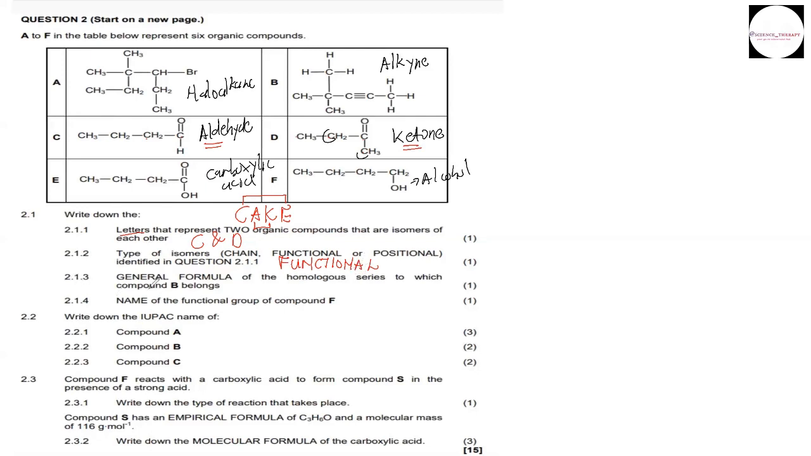Then 2.1.3, the general formula of the homologous series to which compound B belongs. We've already identified that compound B is an alkyne. So the general formula for alkynes is CnH2n-2. Right. Then 2.2 says, write down the IUPAC name of compound A. Right. So let's indicate 2.2.1. To write down the IUPAC name for compound A, let's locate compound A here and identify its longest chain.